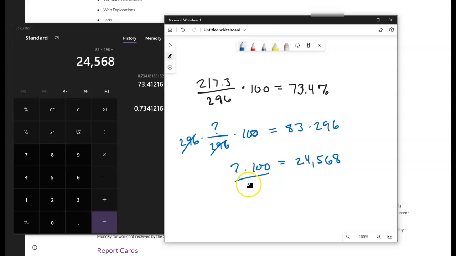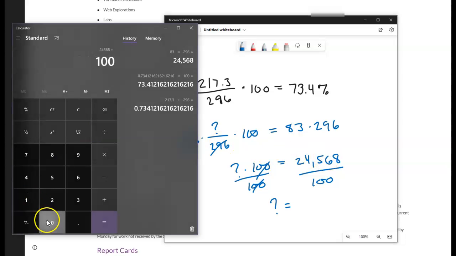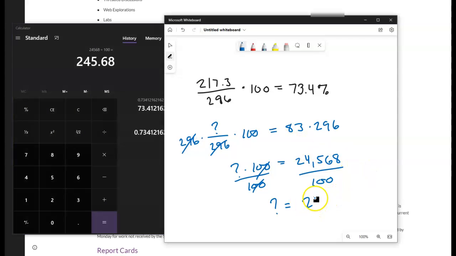And now we know that something times 100 is going to be that. So I need to divide both sides by 100 now. Divide this side by 100. Again, I did that because division is the inverse operation of multiplication. So I get 24,568 divided by 100 is 245.68. That's how many points I need total to bring my grade up to a B.